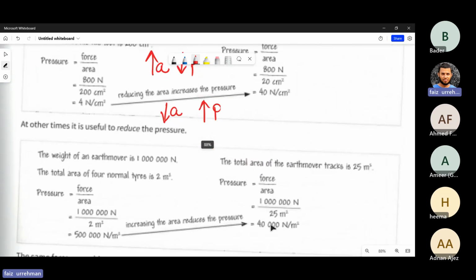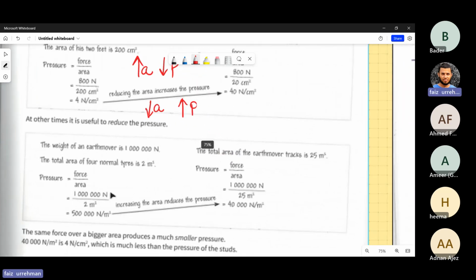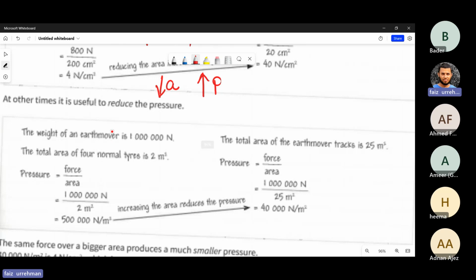But sometimes we want the opposite. Sometimes we want the pressure to be less. In what example? Now look, the weight of an earth mover. The earth mover is a machine. I will bring a photo. Earth mover does not move the earth, it moves on the earth. Look at this huge machine.